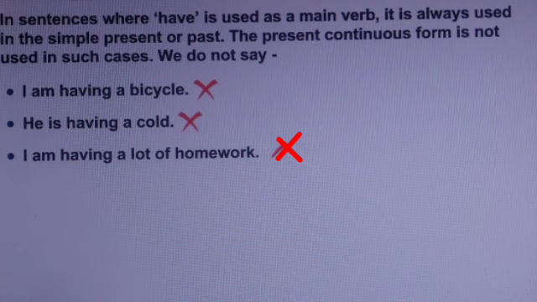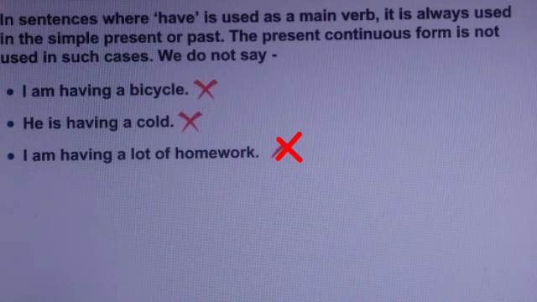In the sentences where have is used as a main verb, it is always used in the simple present or past. The present continuous form is not used in such cases. For example, we do not say, I am having a bicycle. Having, that means the ing form, is used here. That means the present continuous form is used.